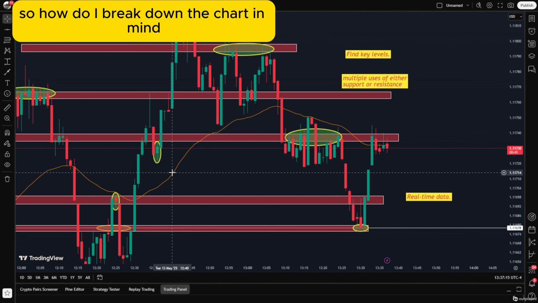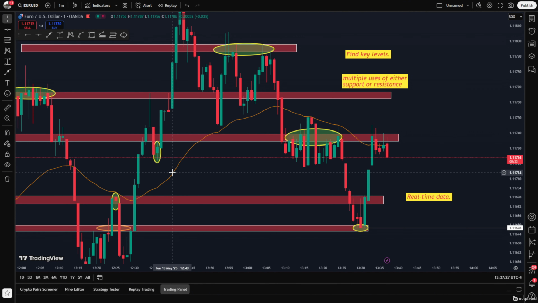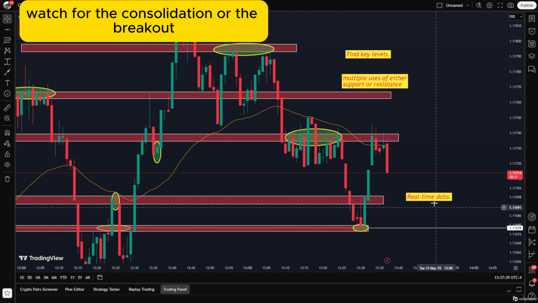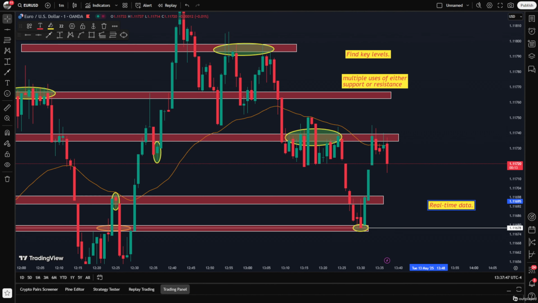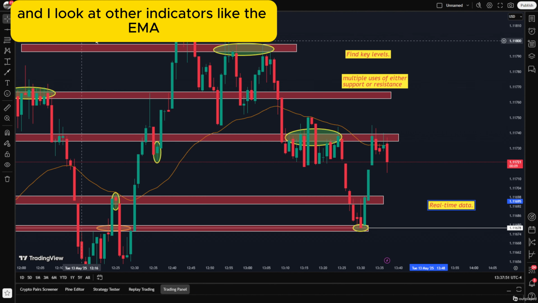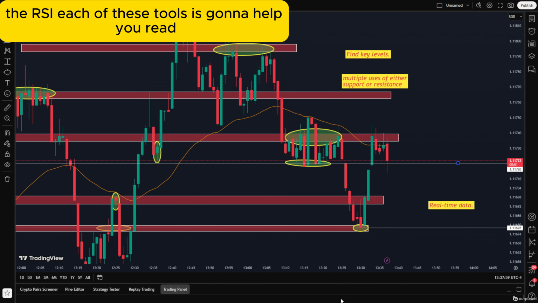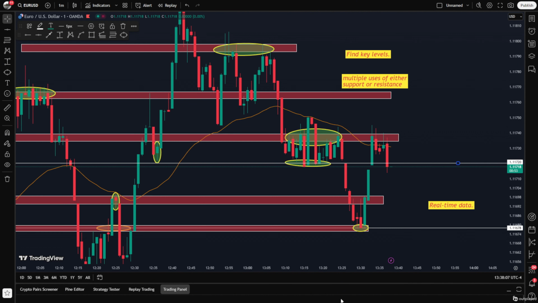So, how do I break down the chart in my mind? Step one, identify the trend. Draw my trend line. Mark out the key support and resistance zones. Watch for the consolidation or the breakout. And I look at other indicators like the EMA, the RSI. Each of these tools is going to help you read the energy of the market.